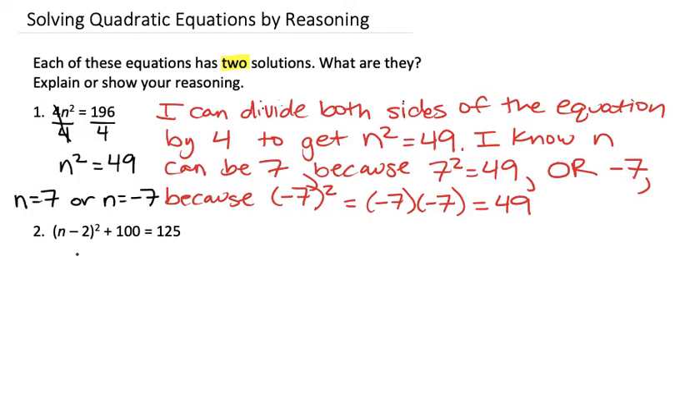Now let's look at number 2. Again, with solving equations, what we want to do is get the variable by itself. And the first step here is to get rid of the 100 by subtracting it from both sides, since it's plus 100 in the equation, or it's added to my variable with parentheses here. So that gives me n minus 2 squared equals 25. So my first step here is I can subtract 100 from both sides.